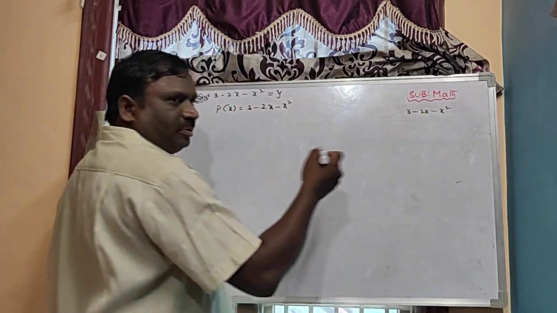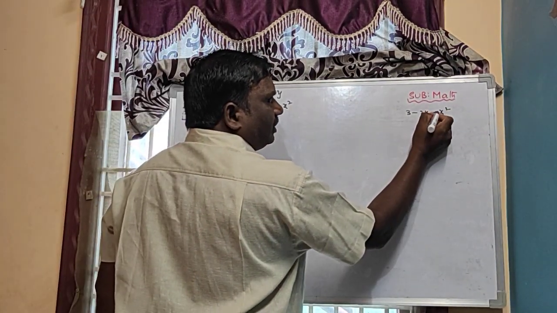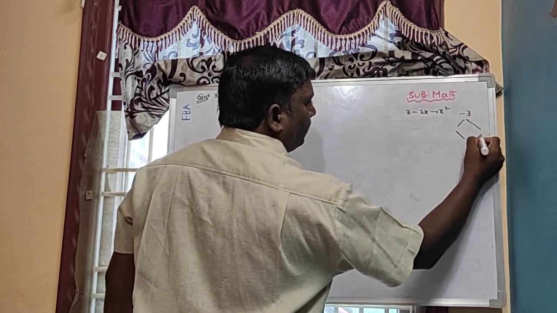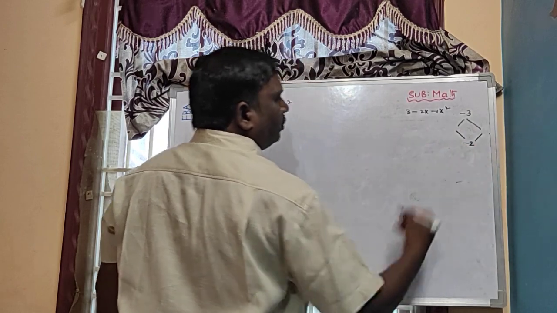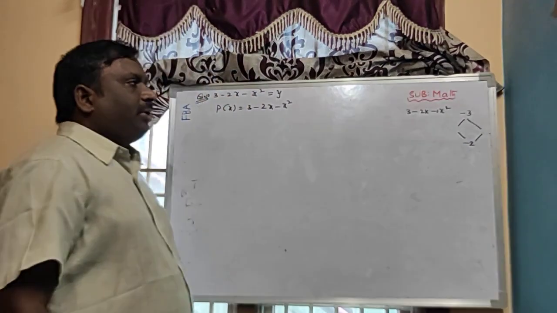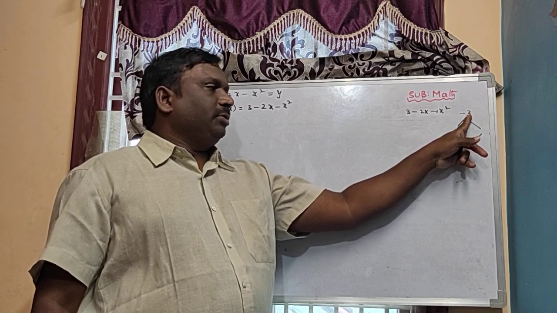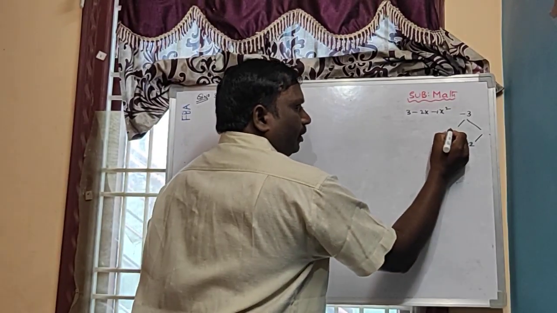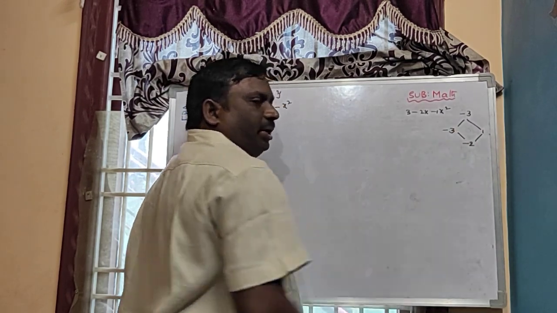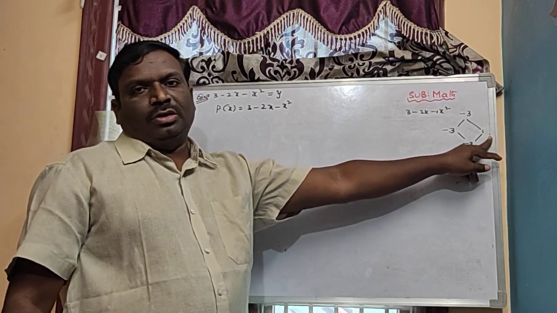Already I explained how to do the factorization. Take the coefficient of x square and the constant term: minus 3 and minus 2. What numbers multiply to get minus 3? The factors of 3 are 3 and 1. To get minus 2, definitely we need to take minus 3 here, then we'll get minus 2. So the factors are minus 3 and 1.